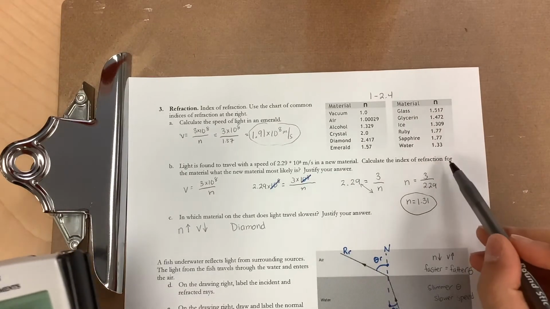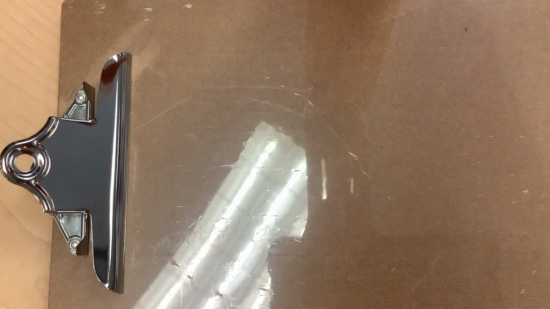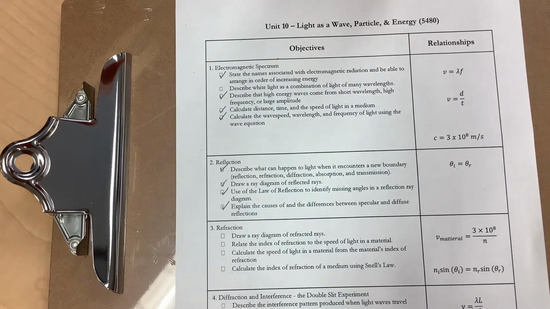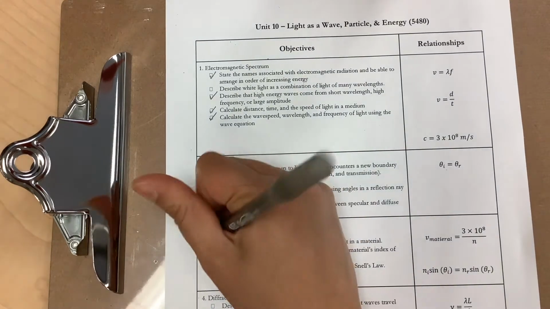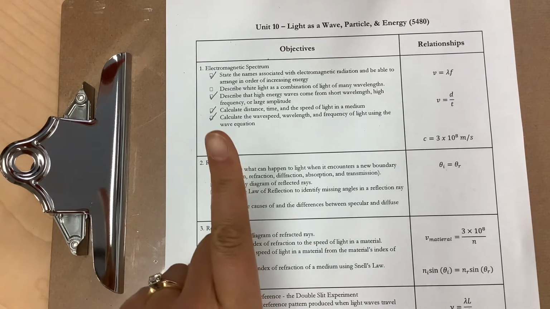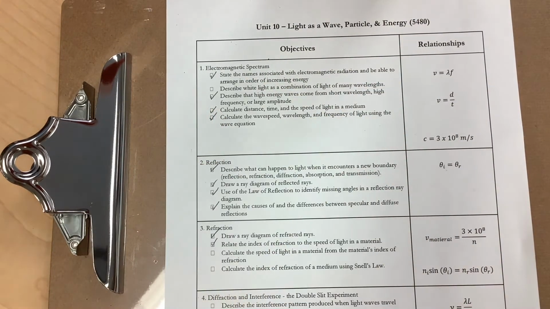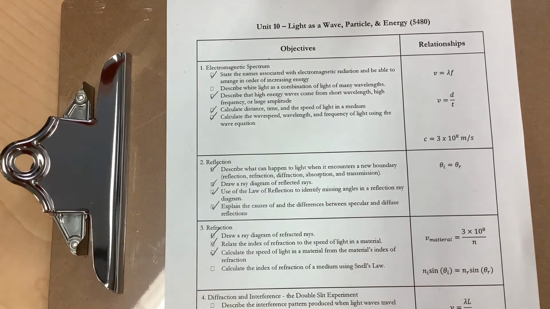Plus, I can just go check. The index of water is 1.33. I did it right. So let's see if we can check off refraction. We did the ray diagram with its 5 parts, 2 rays, 2 angles, and a normal line. We know as the index increases, the speed decreases. Nice inverse relationship there. We did 2 problems calculating the speed of light given the index of refraction, and we practiced Snell's law.